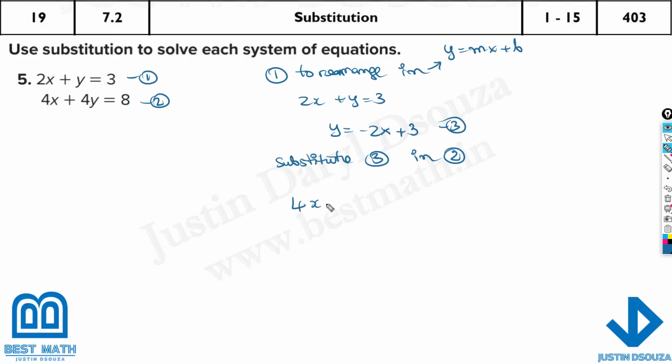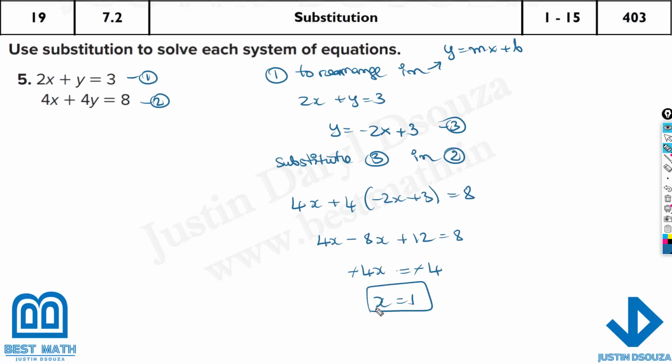So it'll be 4x plus 4 times, what is y? Minus 2x plus 3, that is equal to 8. So now let's solve this. 4x, now it's plus 4 times minus 2, it will be minus 8x plus 12 equals 8. And here it will be minus 4x. Let me take the numbers to the other side. It's going to be 8 minus 12, so it's going to be minus 4. Now divide both sides by minus 4. So the negatives cancel, 4 and 4 cancel. X will be positive 1.